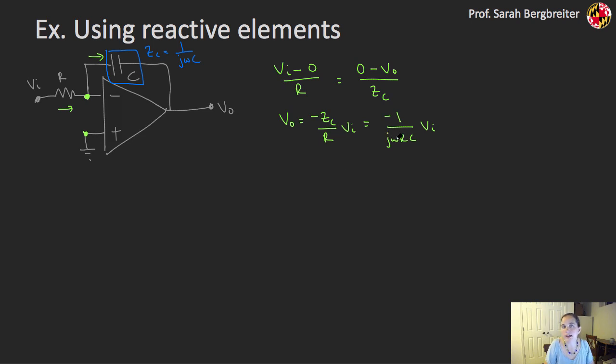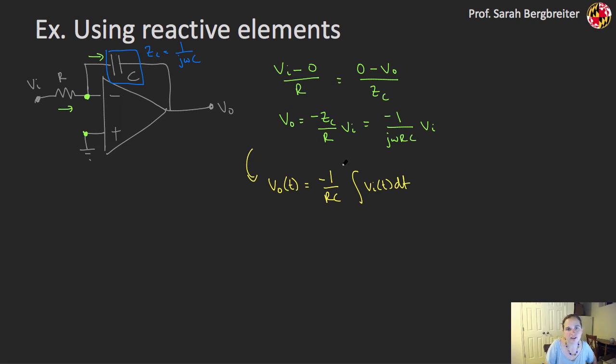I'm looking at an omega term here. If I want to look at this in the time domain, so Vo with respect to time, now I have to remember that a 1 over j omega term is effectively equal to an integration. In this case, my output voltage is going to be minus 1 over RC times the integral of Vi(t) dt. So this is often referred to as an integrator circuit.